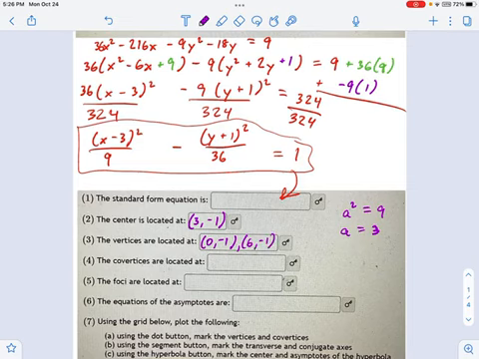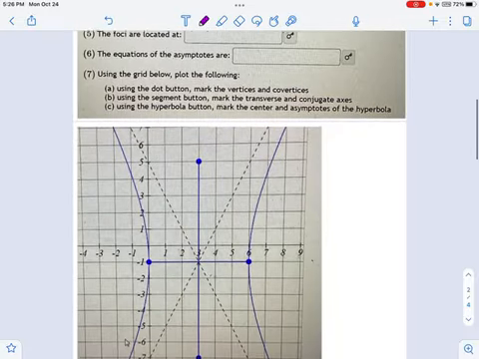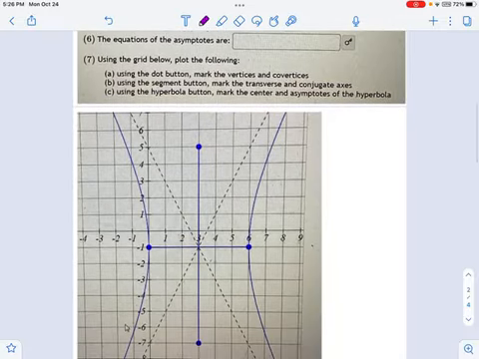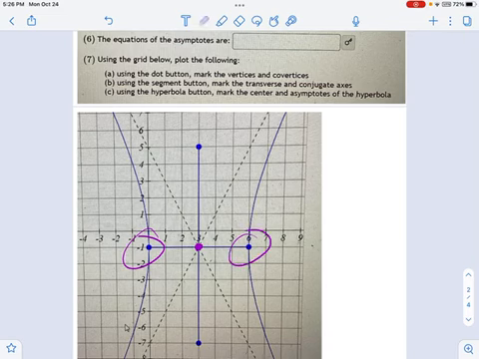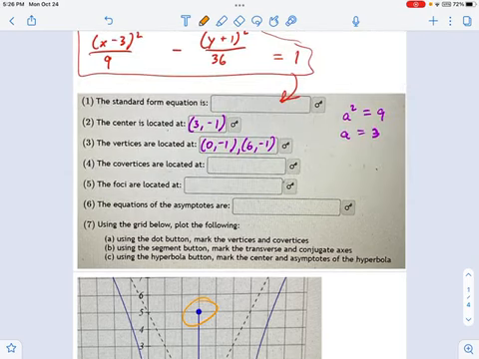The co-vertices are up and down. And the direction these go in always depends on the orientation of your hyperbola. See, this is my horizontal picture right here. I've got the center, I mentioned that earlier. The vertices are left and right. The co-vertices are going to be up and down because this is a horizontal hyperbola. So we go up and down by what amount? Well, that's going to be b squared equals 36. That means b equals 6. So I'm going up and down by 6 from the center.